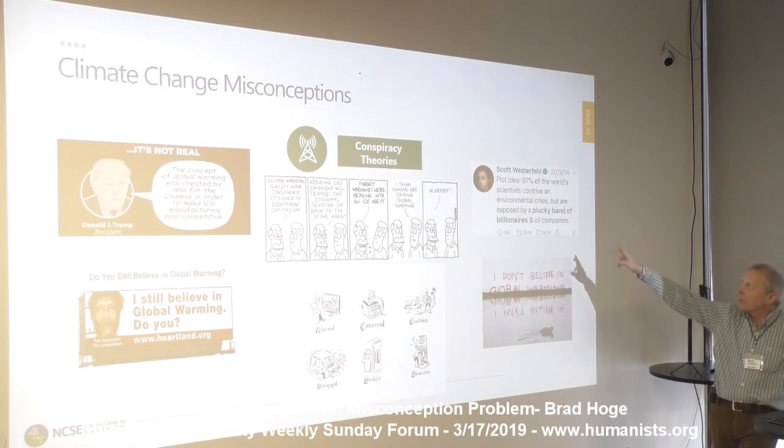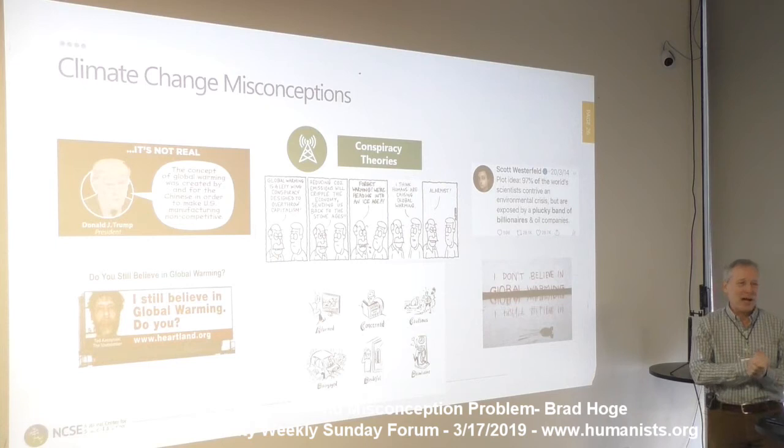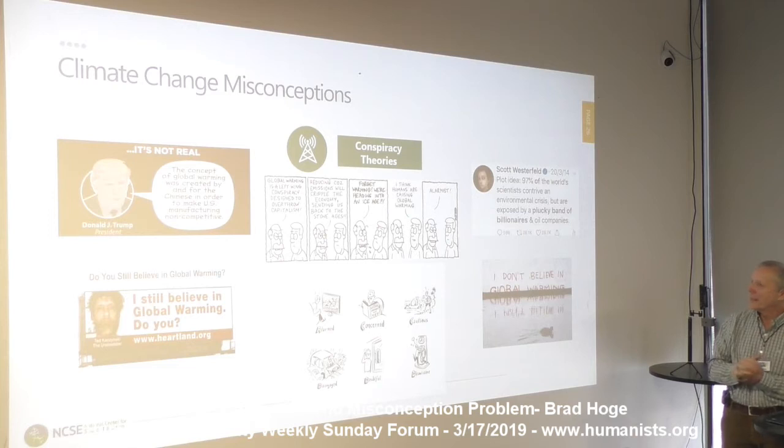The one I mentioned, where the plucky band comes from, is this really funny quote, and I've seen it in a number of places. I think Scott Westerfeld was the one who first said this, but I'm not positive. The idea that 97% of the world's scientists contrive an environmental crisis, but are exposed by a plucky band of billionaires and oil companies. So I know I'm on the side where we're up against a lot of that, just 8 of us, up against quite a bit of money behind some of these strategies.